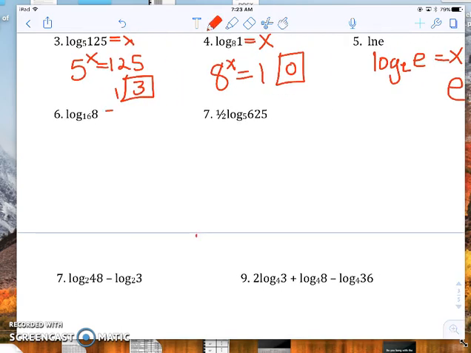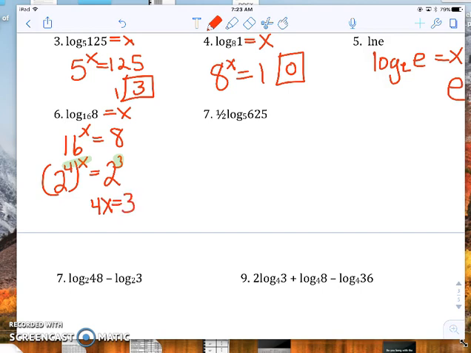Let's see, equals x. So this is 16 to the x equals 8. Well, we have to have the same base. So 2 to the 4th to the x equals 2 to the 3rd. And now we can let our exponents be equal. So 4x equals 3. So x would be 3/4.